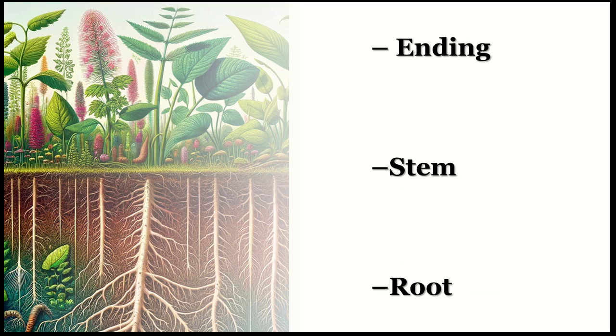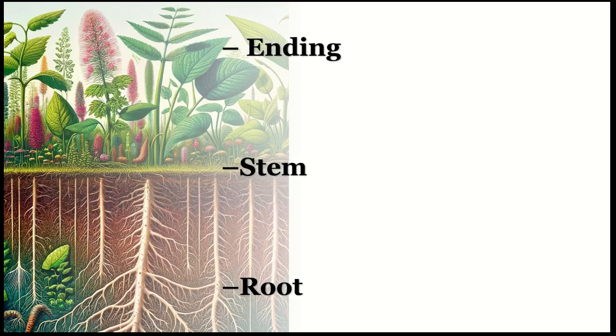Root, stem, ending. Think about how a plant grows. It starts from a root underground. That's what anchors it and gives it life. From that root, a stem grows upward, supporting leaves and flowers that change with the seasons.